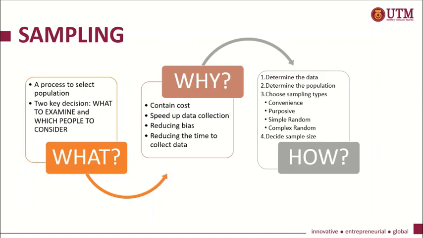There are several steps to conduct sampling. First, you need to determine the data that you want to gather. Second, you need to determine the population to be chosen for your project. Third, choose sampling types that are significant with your type of data and population. Lastly, decide the number of samples that will be involved in your project through calculation.